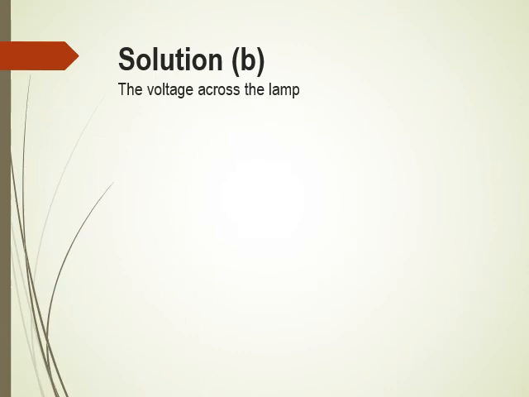Question B determines the voltage across the lamp. If you understand the question, the voltage given in the question actually belongs to the lamp. Therefore, in this case, the voltage across the lamp is the VR and it equals 2.5 volt.